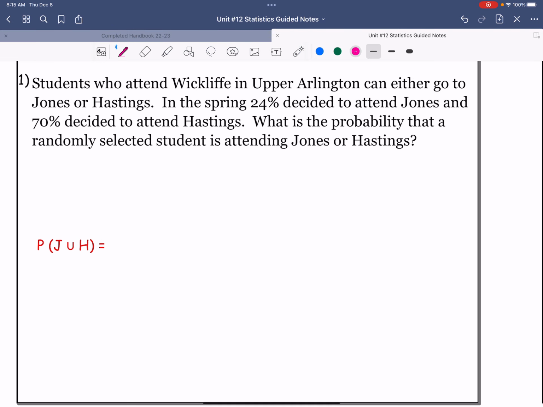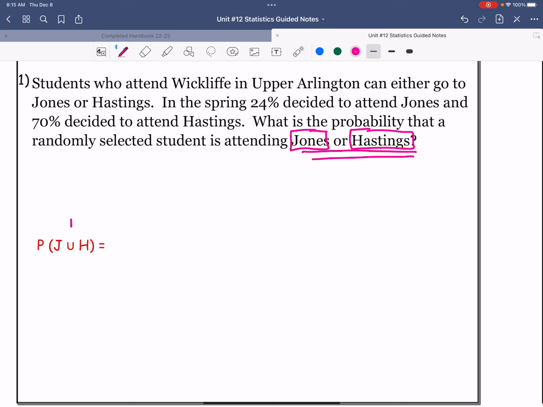Students who attend Wycliffe and Upper Arlington can either go to Jones or Hastings. In the spring, 24% decided to attend Jones and 70% decided to attend Hastings. What is the probability that a randomly selected student is attending Jones or Hastings? So let's first decide, are these two events mutually exclusive? Can a student go to both Jones and Hastings at the same time? And the answer is no, because those are two middle schools. So a student going to middle school is going to go to one or the other. These two events are mutually exclusive.